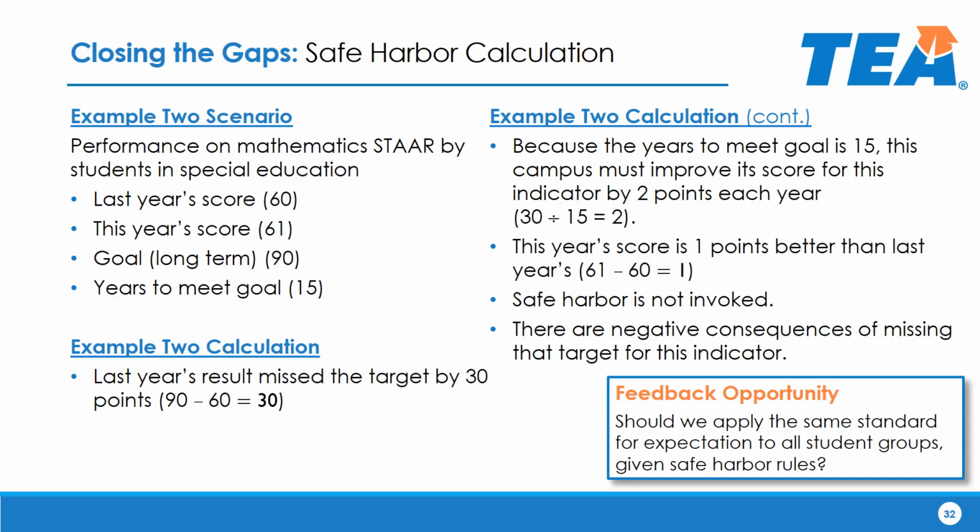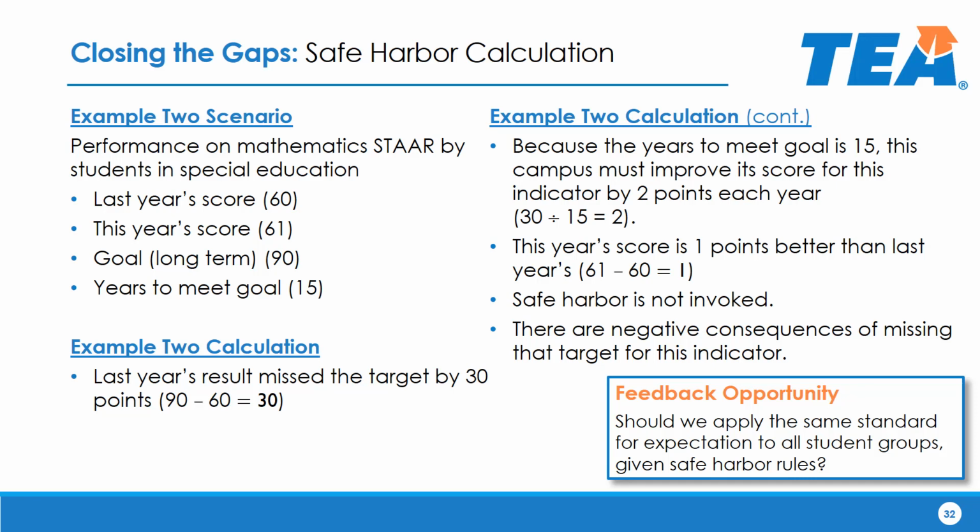Here's a second example. Performance on mathematics STAAR by students served in special education. Last year's score is 60. This year's score is 61. The long-term goal is 90, and the years to meet the goal is 15. So last year's result missed the target by 30 points.